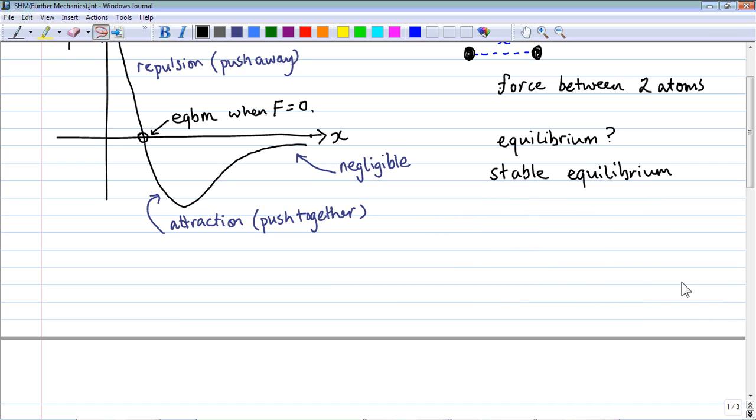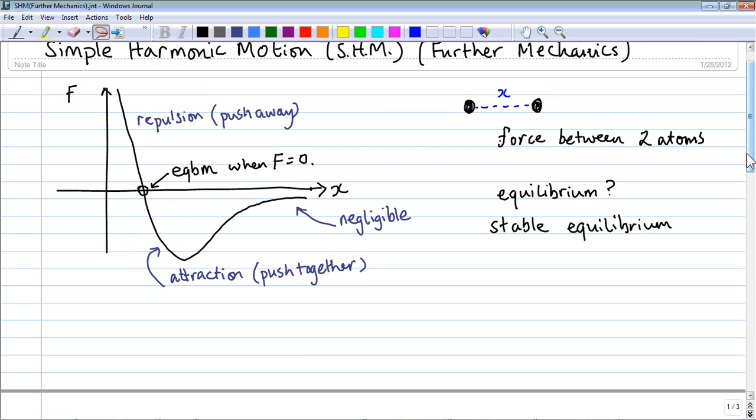That's the idea of stable equilibrium. Now I hope you can see that this example is an example of a stable equilibrium. And the reason it's stable is because if we move, so here's the two atoms at equilibrium. Suppose the distance between these two atoms here is x0, where x0 is the equilibrium position.